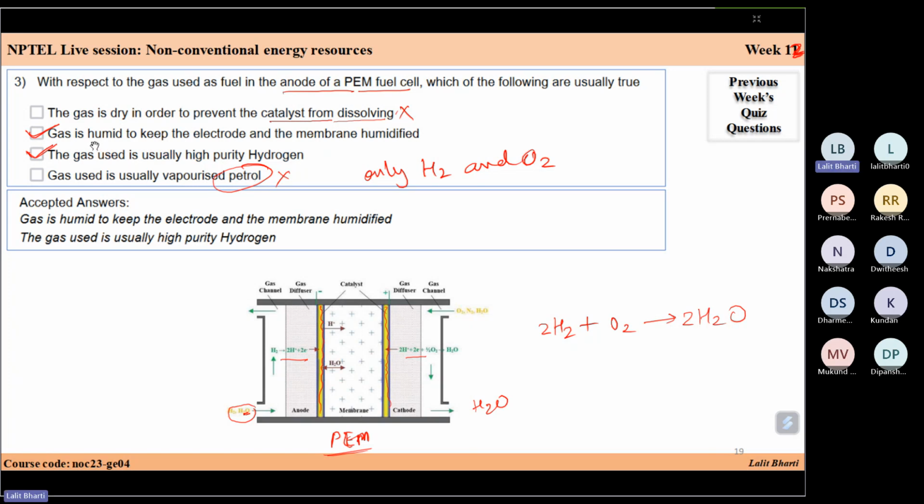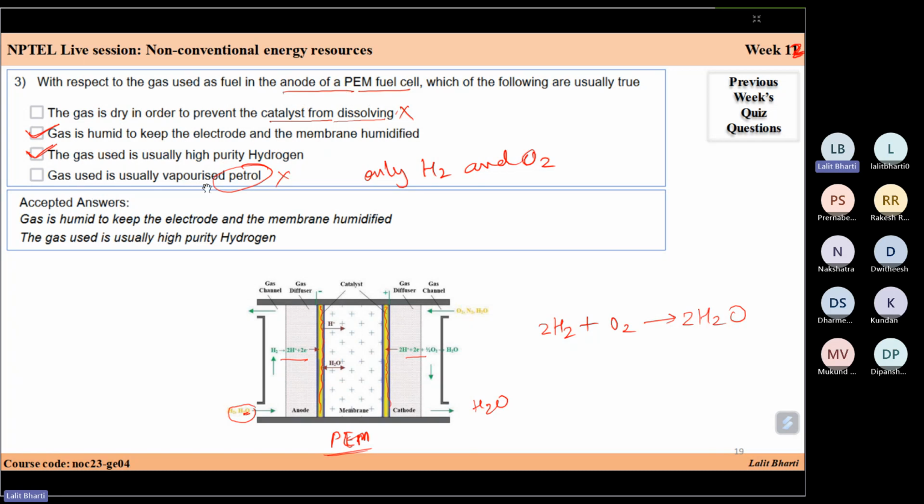Then the second option is that the gas is humid to keep the electrode and the membrane humidified. That is correct because we don't want to completely dry the membranes; the optimized moisture levels should be maintained. So it should be humid with some limited humidity levels. Then the third option is that the gas used is usually high purity hydrogen. That is correct. We use very high quality, high purity hydrogen at the anode side.